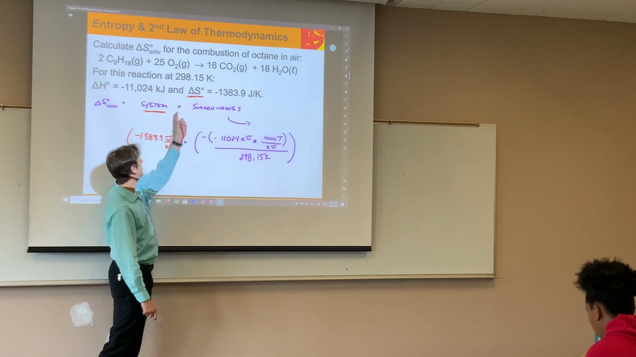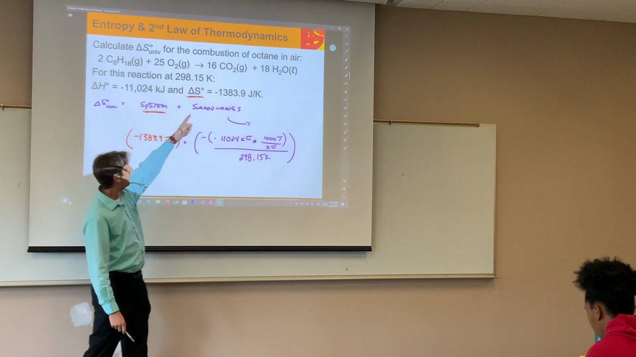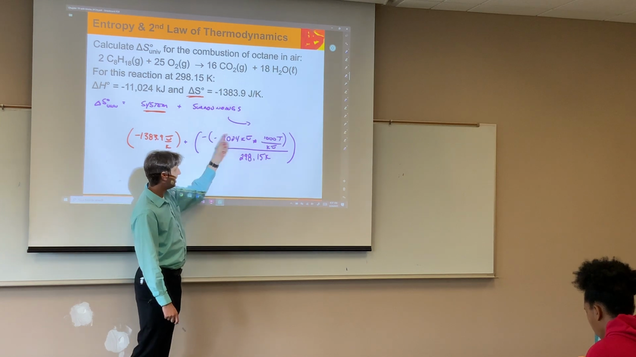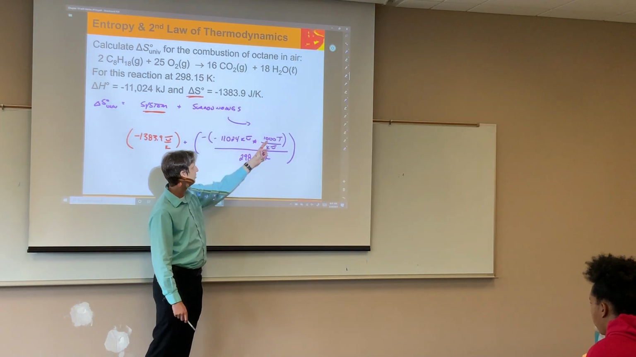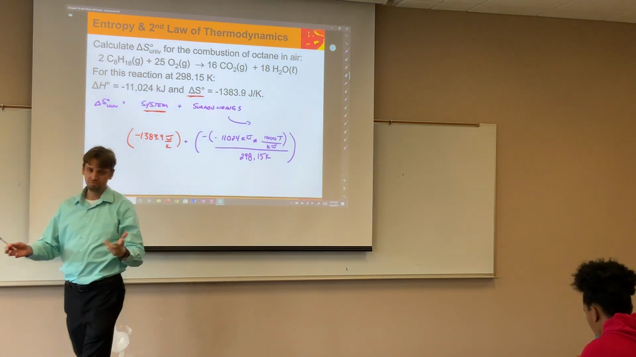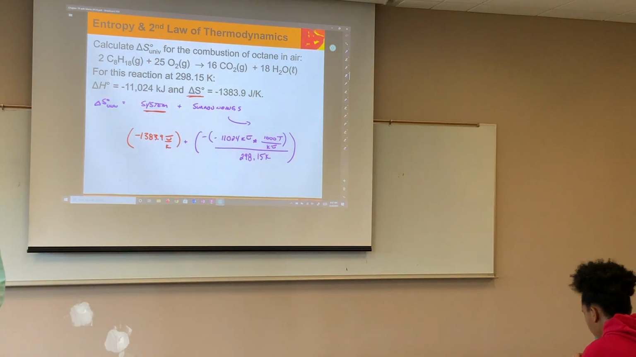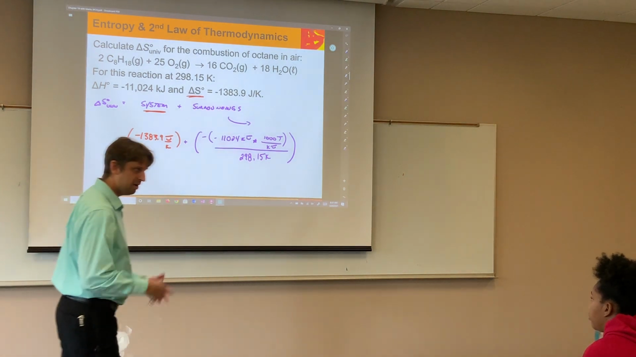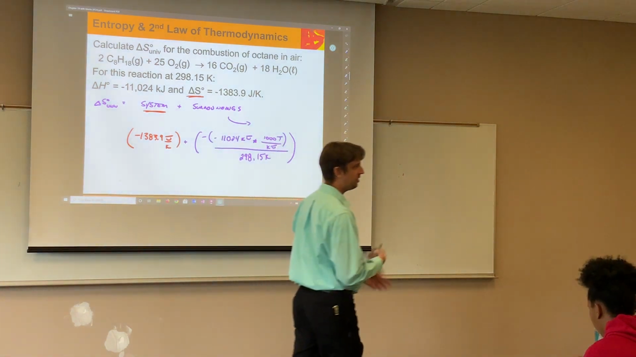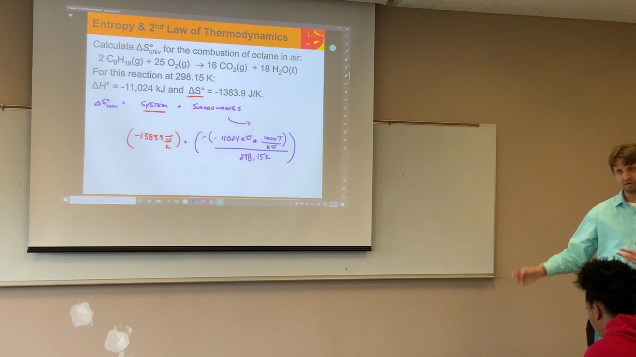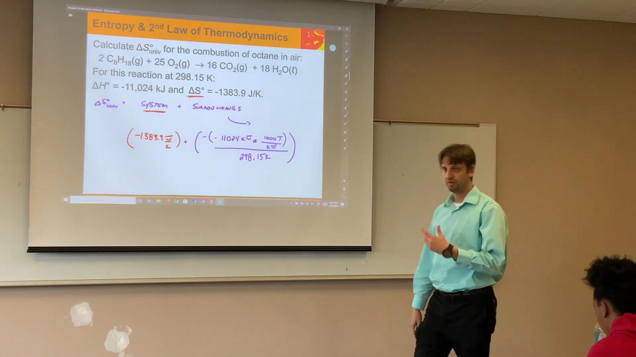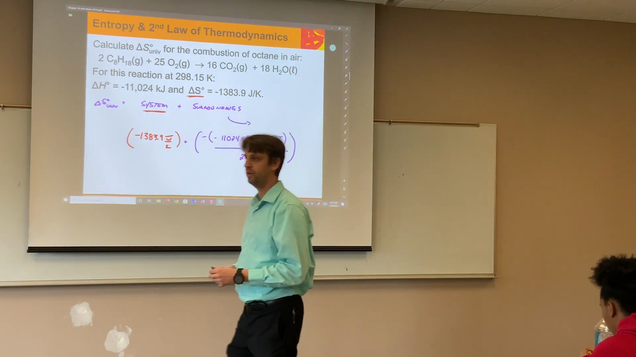So S of our surroundings is negative delta H over T. There's our delta H. We convert it into joules over our temperature, add this stuff together. Good? So what's the tricky part? What's going to be one of the tricky parts coming out of this chapter? Just keeping track of what all the different values represent. Which one's the system, which one's the surroundings, where are my negatives, what are my units, all this kind of stuff.